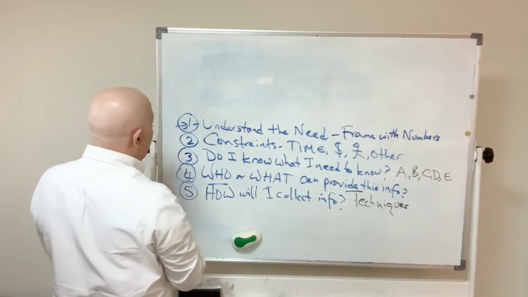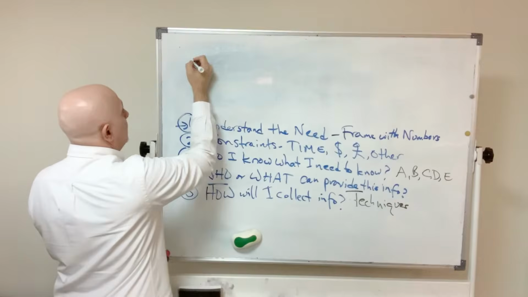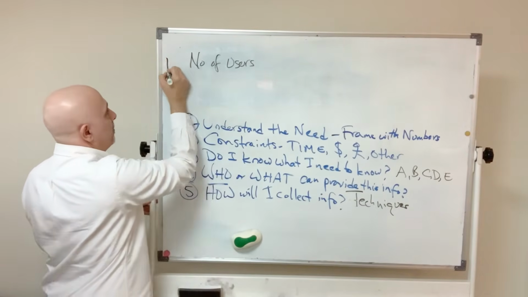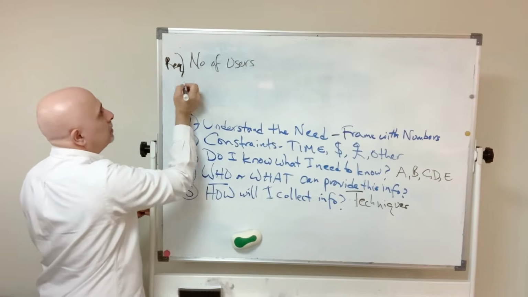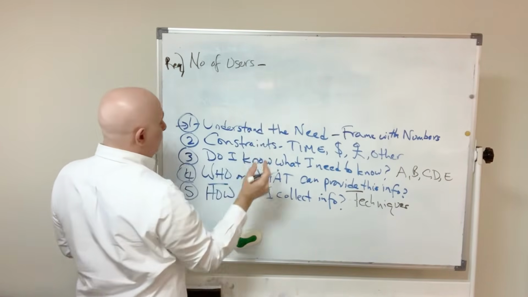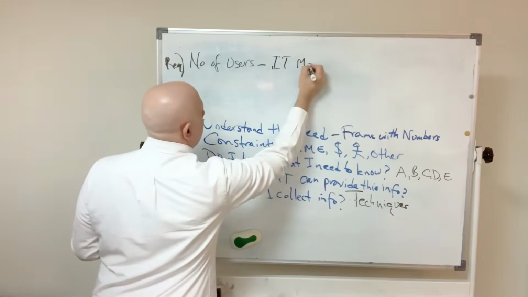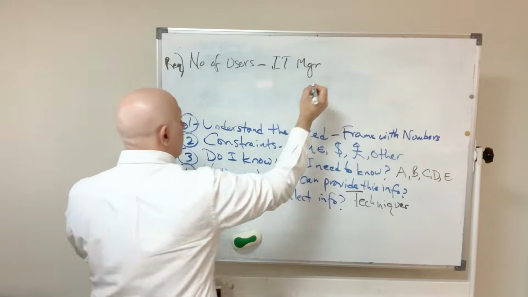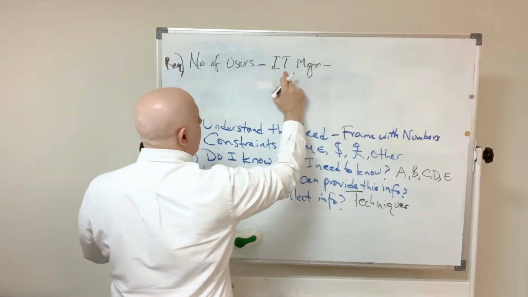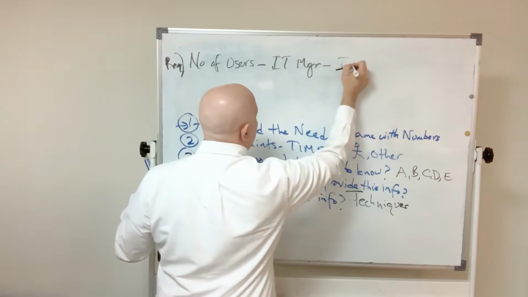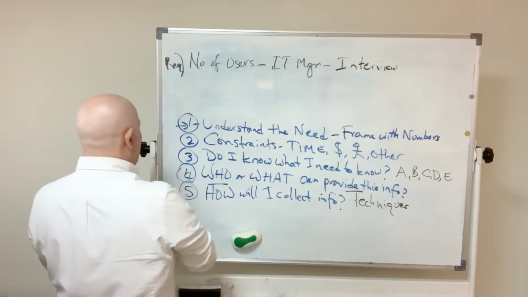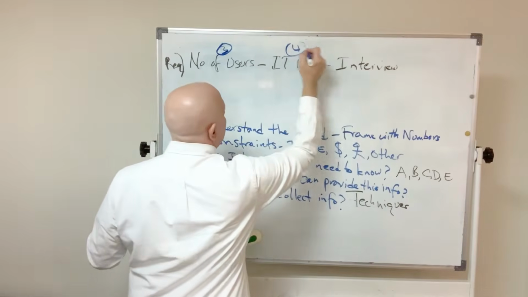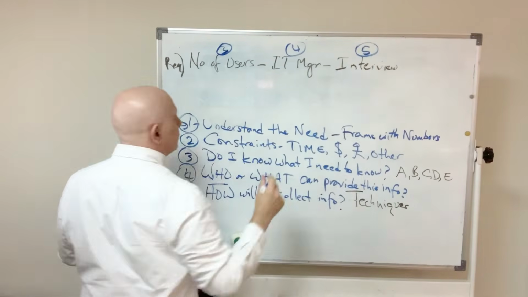Let's just say I have a requirement. Requirement 1, for example, number of users that will be using this system. So that's my first requirement, right? And I figured the IT manager is going to be the person that provides that information. Then the next step would be, how do I get this information from them? So now we have an interview. All right, so if I want to link them, that's your step number 3, that's your step number 4, that's your step number 5 there.